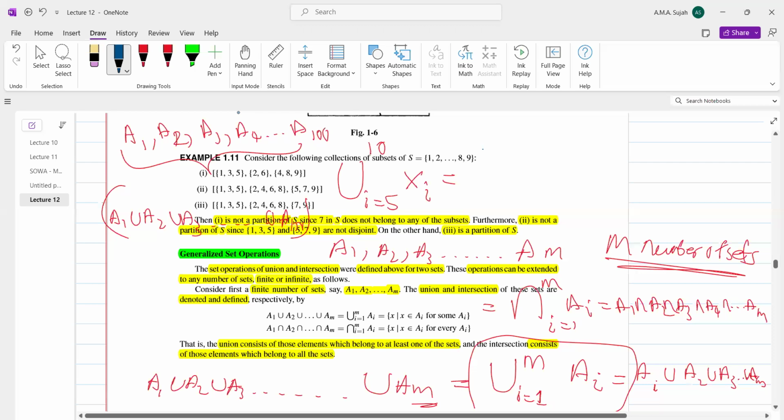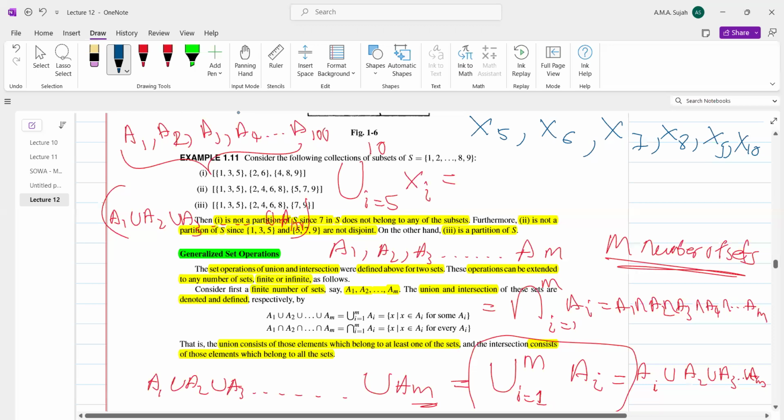So what are the sets considered here? X5 is one set, X6 is another set, X7 is another set. Here, what are the sets? X5, one set. X6, another set. X7, another set. X8, X9, and X10 are the sets, right?